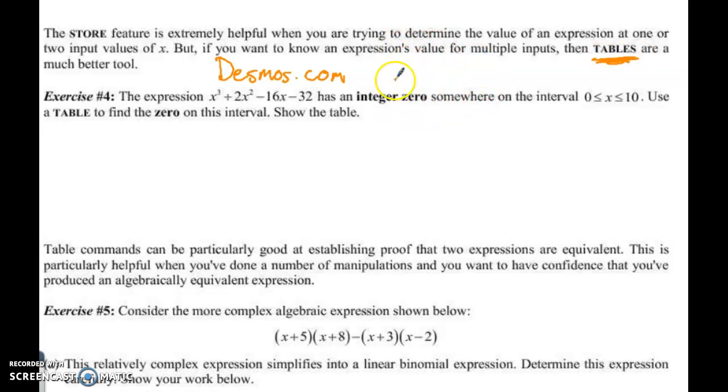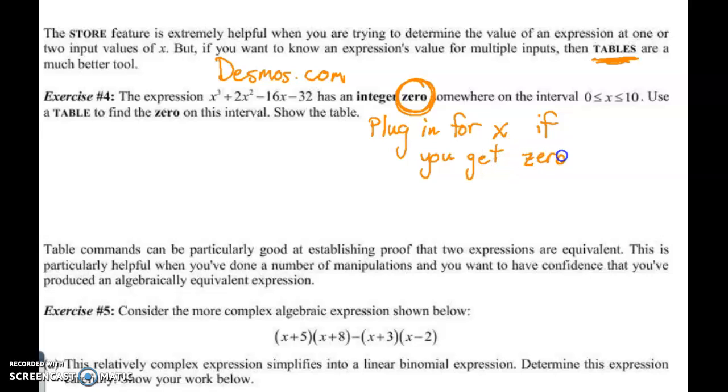So at the end of exercise 3, I gave you this clue that they're called zeros: when the number you plug in for x, that number is called a zero if the answer you get is 0. So what I'm going to do is just type this into Desmos.